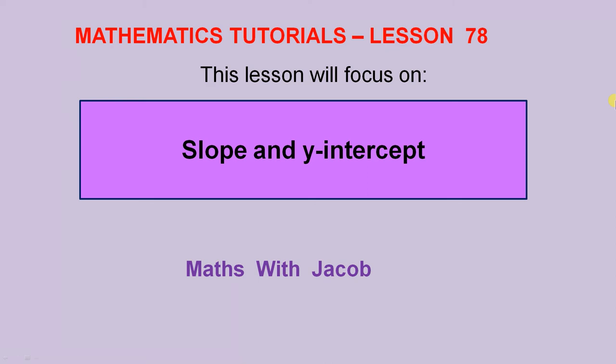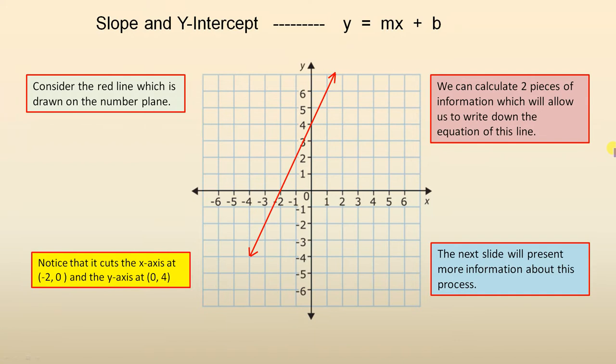This lesson will focus on slope and y-intercept. Slope and y-intercept. y equals mx plus b. Consider the red line which is drawn on the number plane. Notice that it cuts the x-axis at (-2, 0) and the y-axis at (0, 4).